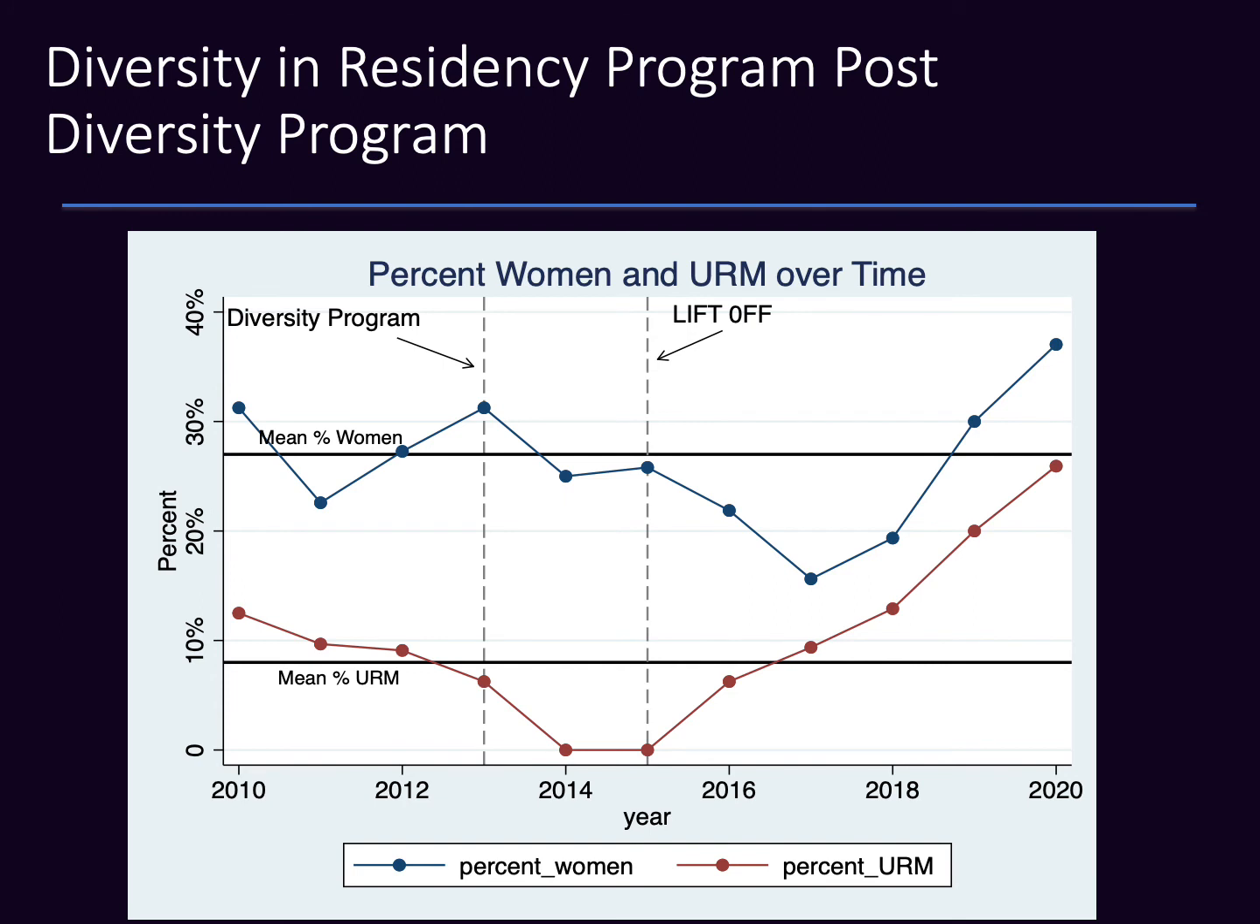So this begs the question, do programs addressing recruitment and mentorship and bias actually make a difference? We have been tracking the percentages for our residency program over time for our underrepresented minority residents and women residents. The blue line represents the percentage of women residents in our program over time. The red line represents the percentage of underrepresented minority residents in our program over time compared to the national averages.